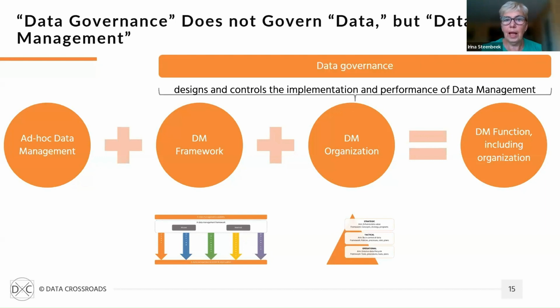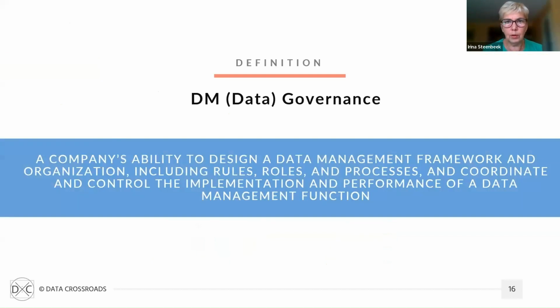So these two components, the data management framework and the organization, lead to establishing a formal business function for data management. And data governance is accountable for design and control of the implementation and performance of the data management framework and data management function, not data itself. Data governance, again, is accountable for designing and controlling the implementation of a data management framework, organization, and function. This is my viewpoint. So this slide simply shares the definition of data governance I use in my practice, which I just now shared with you.